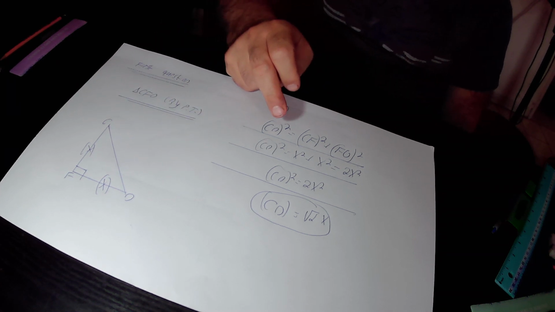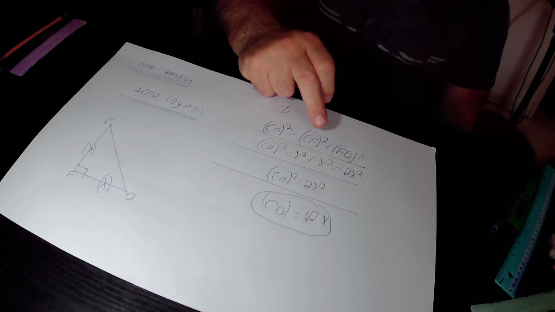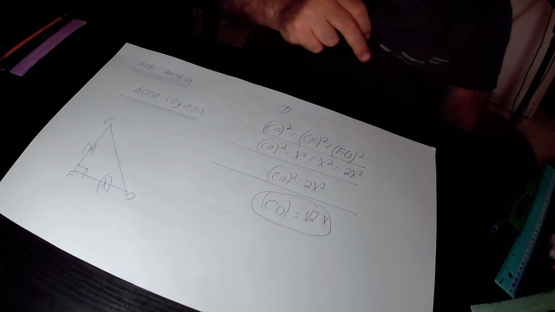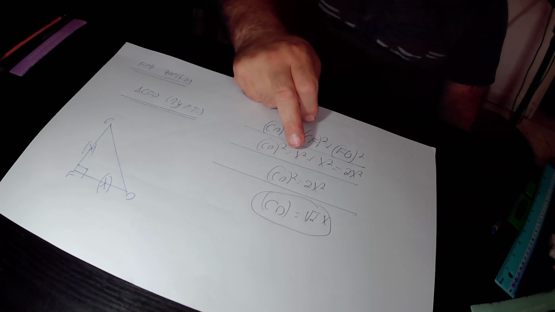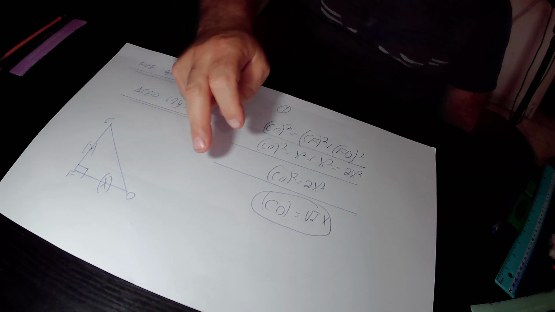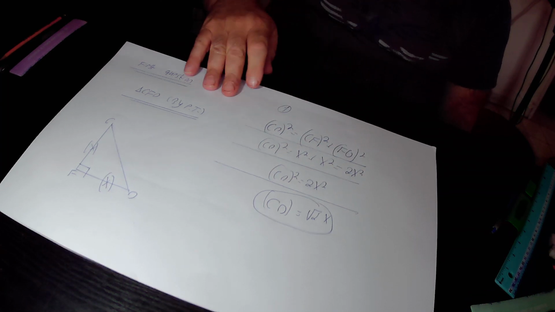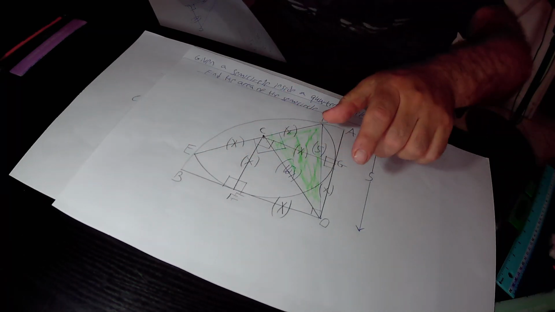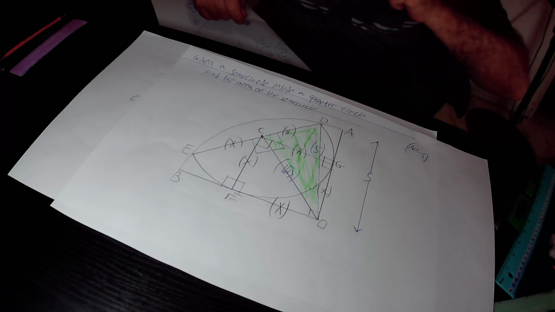So in total, we found out that CO squared equals x squared plus x squared. x squared plus x squared is 2x squared. So CO squared equals 2x squared. Here we took the square root of this equation and finally found out that CO, the length of the hypotenuse CO, is equal to the square root of 2 times x units. So the length of this line segment CO is square root of 2 times x units.